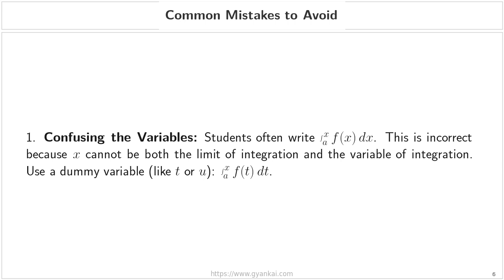It creates a conflict. To avoid this, we use what's called a dummy variable. This is a variable that simply acts as a placeholder during the integration process. We typically use t or u. So, the correct way to write it is integral from a to x of f of t with respect to dt. t is just a stand-in, and x remains solely the upper limit.